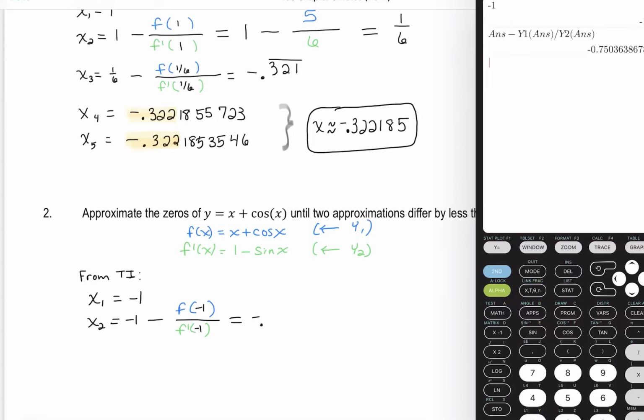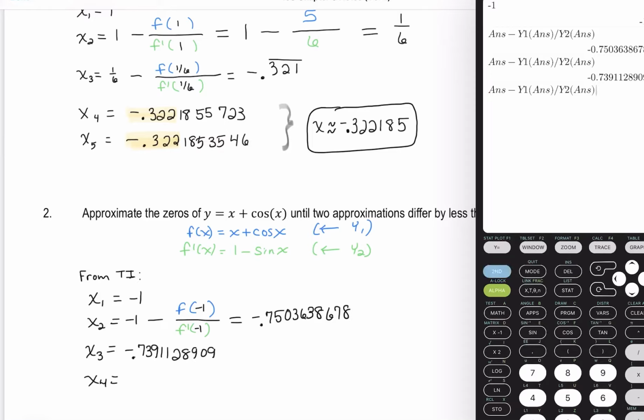So we have -0.75036 and so on. All right, so that's our x sub 2. I'm not going to write out the work here. Let's just call up second, enter, and do this again for x sub 3. So -0.7391128909. I don't yet have two guesses. If I subtract these two, they don't differ by less than 1,000th. So we continue.